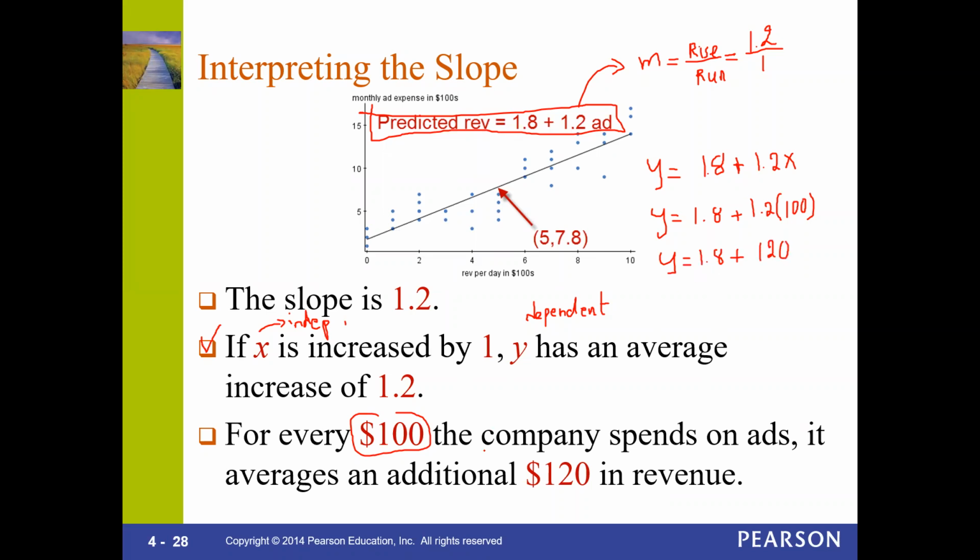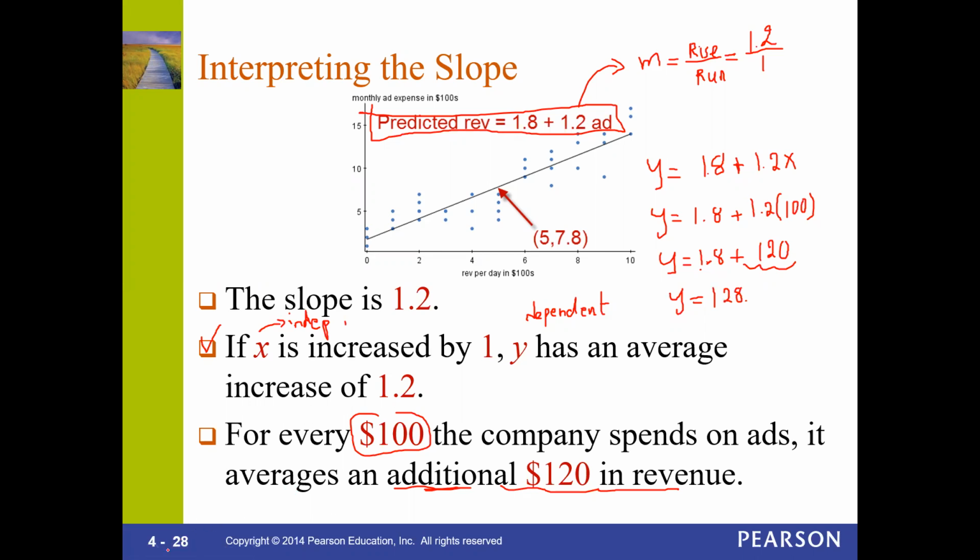So that's why they say the additional. That means the basic thing, if there's no ad, they will spend only 1.8. That's why they say additional $120. That's additional. But if you add both of them, that's going to give you y is about 121.8.